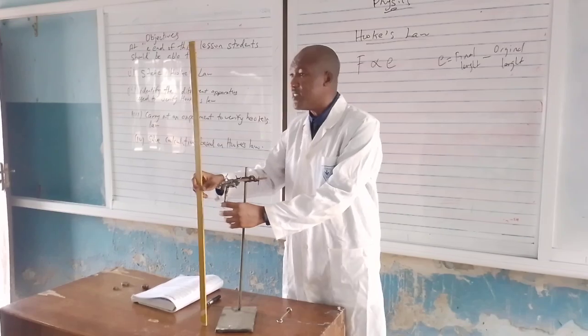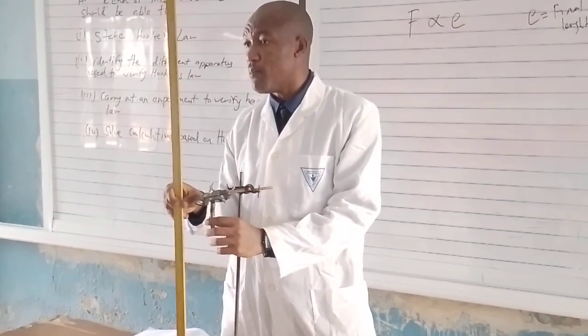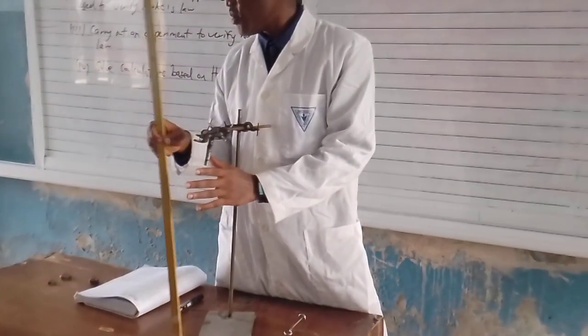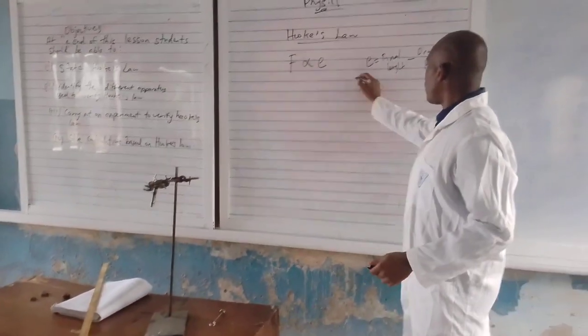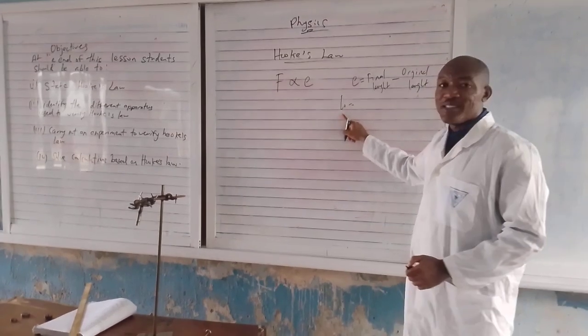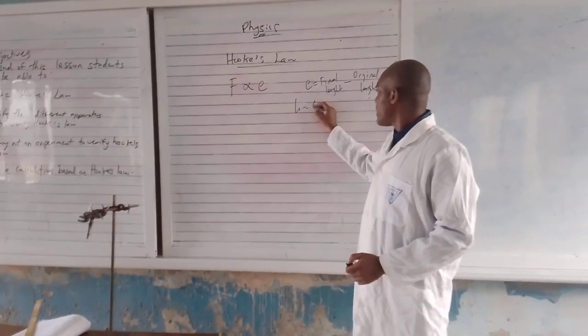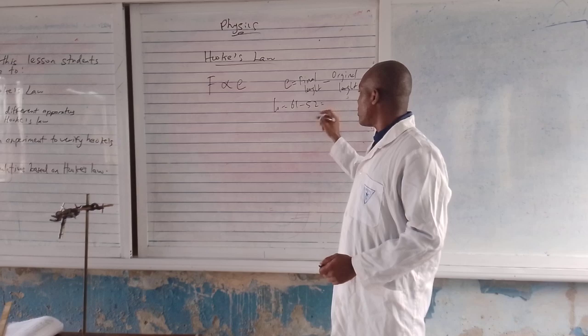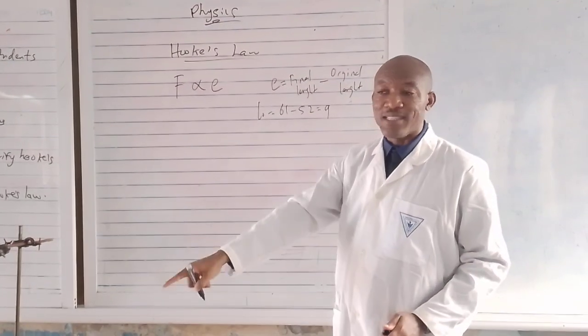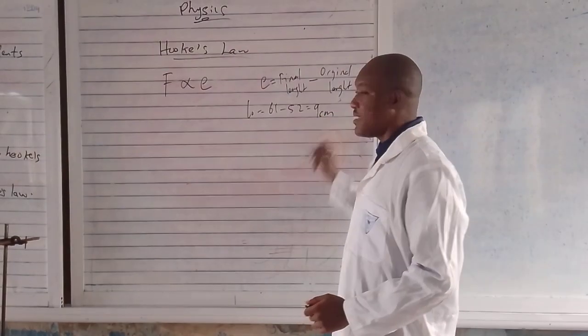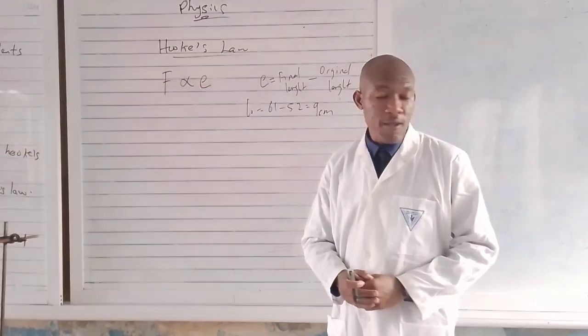So the length of this is going to be 61 minus what? 52. 61 minus 52. That means the original length, let me call it L0. L0 will represent the original length here. So we said 61 minus 52. Somebody help me. 9. So since I'm taking my measurement in centimeters, this becomes 9 centimeters. Are you with me? Yes. Okay?